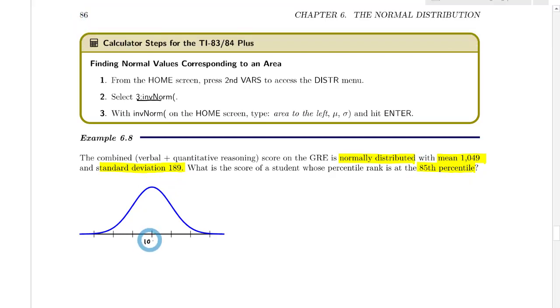So let's put the mean as 1049. They give us the little tick marks to label the x-axis, so let's go ahead and do that. I'm going to add and subtract 189 three times to the right and three times to the left. I did this ahead of time to save time. So 1238, 1427, and 1616. Then, sorry, I'll go in order: 860, 671, 482.